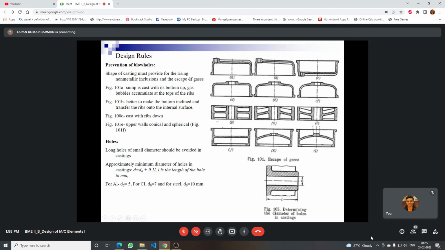Yes, prevention of blowholes. You know, in casting, blowholes are one important parameter. So if there are blowholes, your casting quality will be poor. So we have to avoid the blowholes, so you have to arrange the pattern in a way, or the mold in a way, that the blowholes or entrapped gases can come out from the cavity. So we have to arrange the mold in such a way that we can avoid the blowholes.